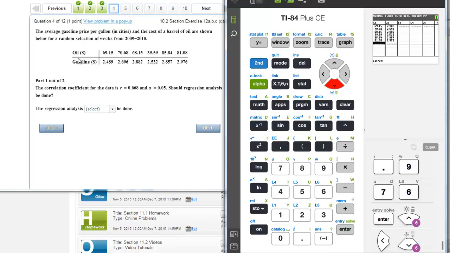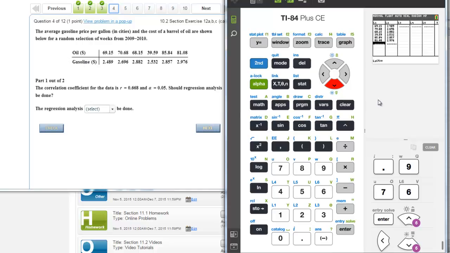Now, since we expect the price of a barrel of oil to affect the price of a gallon of gasoline and not the other way around, then oil will be our independent variable, which we'll call X, and the gasoline will be our dependent variable, which we would call Y.